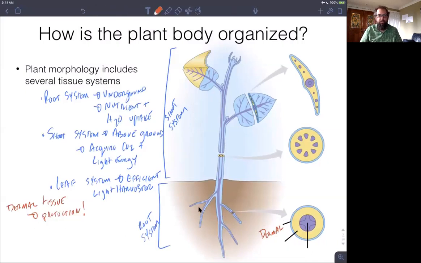The second tissue type that we find in plants is the yellow type that's throughout here. And this makes up the bulk of the plant body. This is called the ground tissue. Ground tissue also has some specific functions. One of them is for structure and support, to actually structurally support the plant body itself.